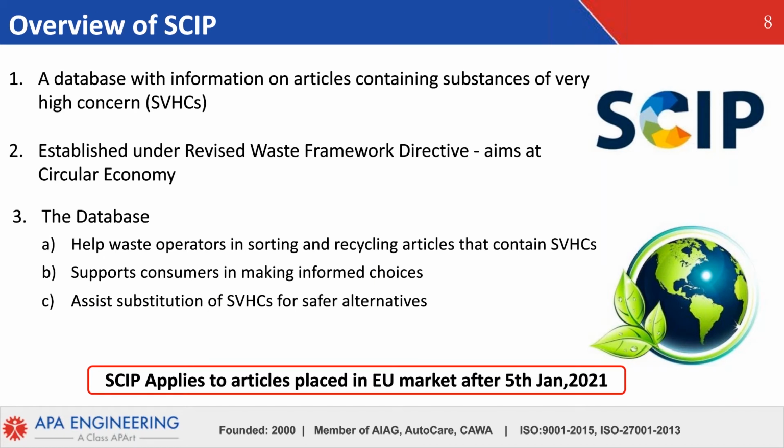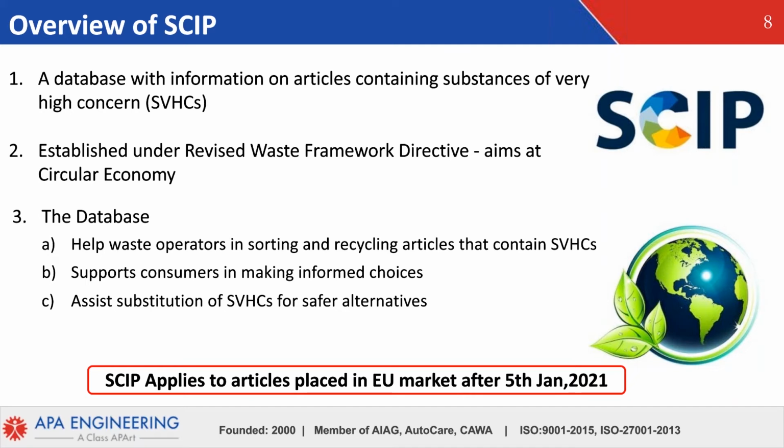Now let's talk about what is SCIP. SCIP is Substances of Concern in Products, and it is a database that houses information about a variety of articles that may contain or do contain substances of very high concern, or SVHCs. The SCIP database was established under the ECHA Revised Waste Framework Directive, and it aims at a circular economy, meaning that we are looking at ways to improve our overall health and environment across the globe in all the products that we produce and use.